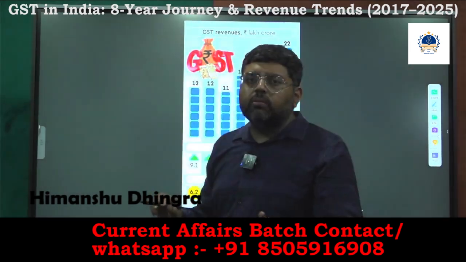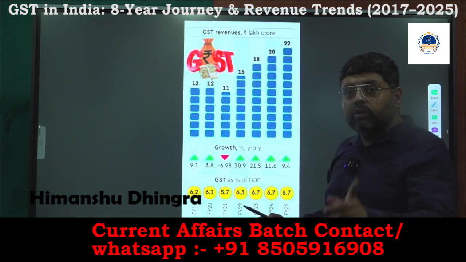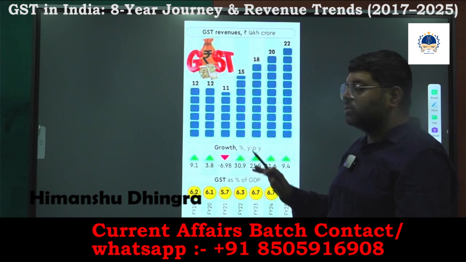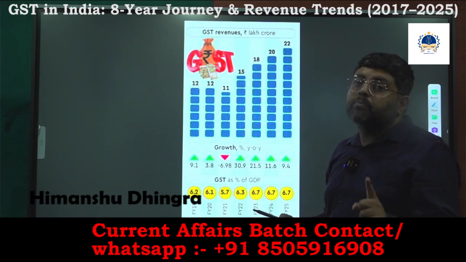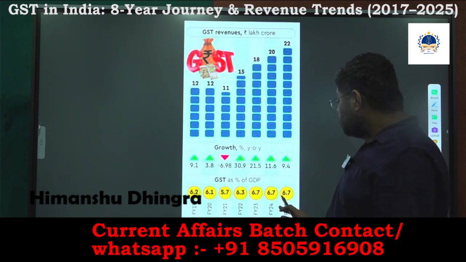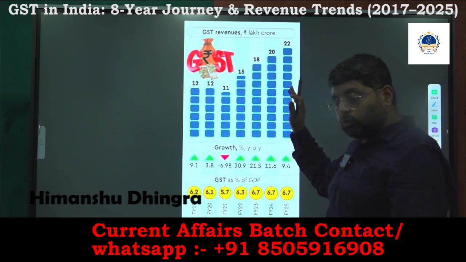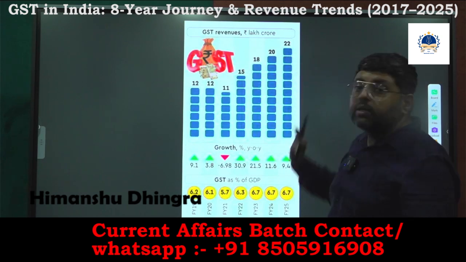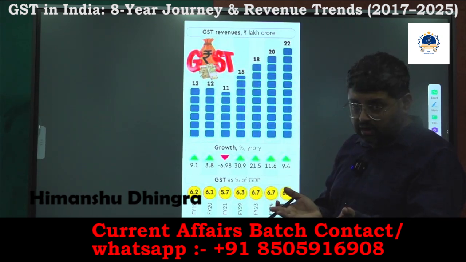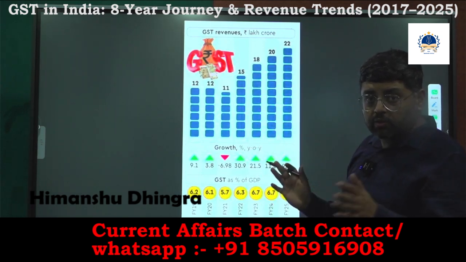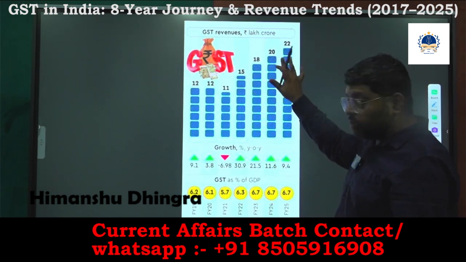No need to remember these numbers, but at least have some idea. What is important for your exam is that they can ask in which year the Government of India has collected maximum GST. It is financial year 25, that is 22 lakh crore. So you can see that in financial year 25 we have a huge collection of GST, and this is what you have to remember.